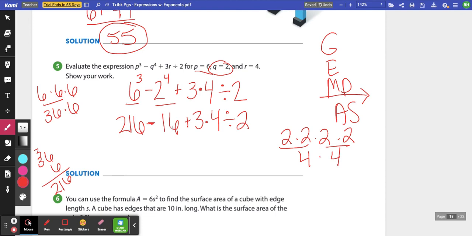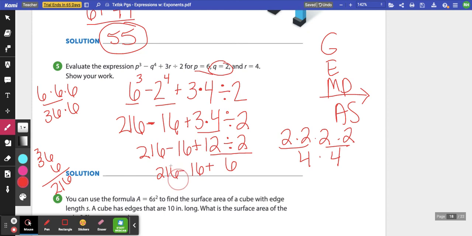So the first thing I get to is 3 times 4. Everything else is going to come down exactly like we see it. I still have multiply, divide here, so I've got to do this part first. Everything else down. Now I'm to addition and subtraction from left to right. So I'm going to do this first. That would be 200. Last but not least, 206.